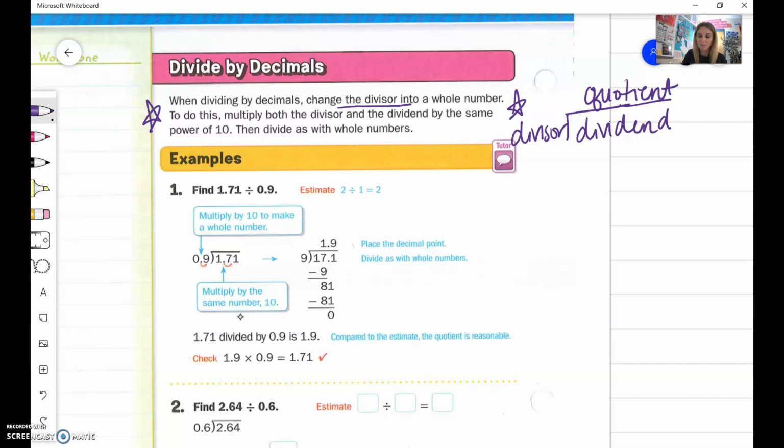So we're talking about the divisor, the outside number, the number we're dividing by. It says in order to do this, we multiply both the divisor and the dividend by the same power of 10. Every time we move that decimal point, we're multiplying by a power of 10. 10, 100, 1,000. Those are powers of 10. Can we keep going? Yes.